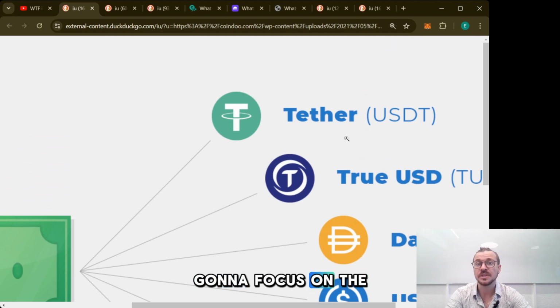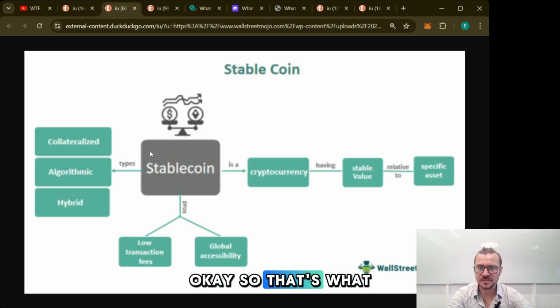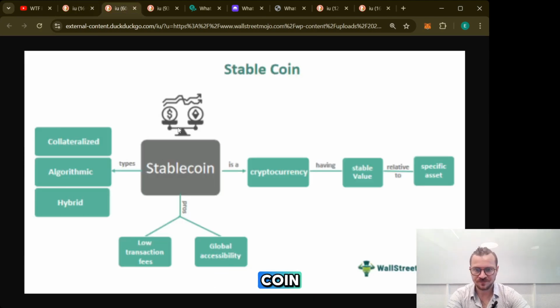So today we're just going to focus on the US dollar. So Tether: 1 Tether is equal to $1. And of course you can cut that into pieces, right? So like half of a Tether is equal to half of a dollar. Okay, so that's what this is saying, is that the dollar is equal to the coin.